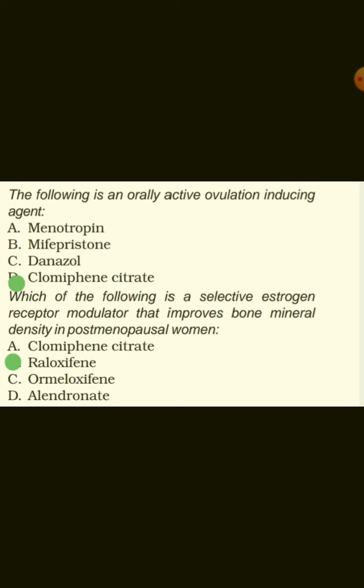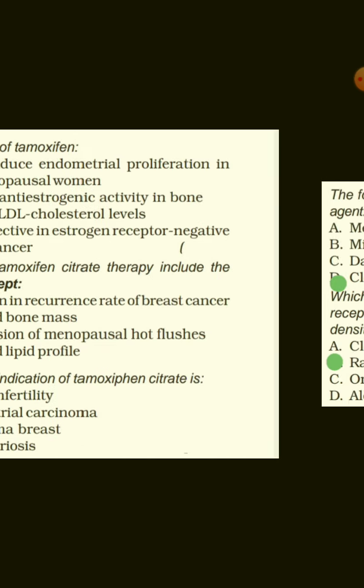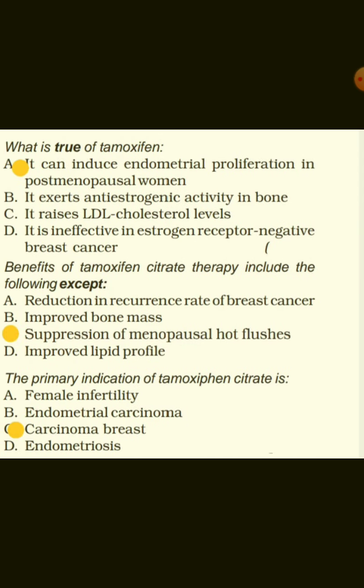Which of the following is a selective estrogen receptor modulator that improves bone mineral density in postmenopausal women, that is raloxifene. What is true about tamoxifen? It can induce endometrial proliferation in postmenopausal women. Benefits of tamoxifen citrate therapy include the following except suppression of menopausal hot flushes.